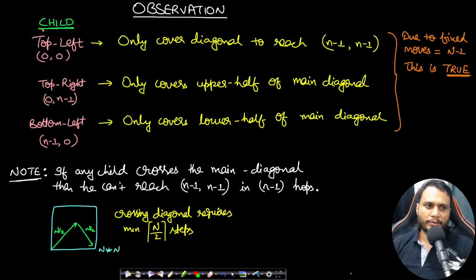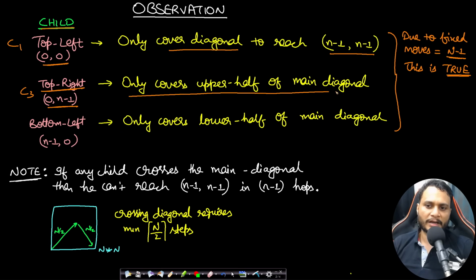Now in this case, I already told you that we have 3 children. On the top left, you have a child at 0,0. This will only cover the diagonal to reach n minus 1, because exactly n minus 1 moves are allowed. The top right, which was our child number 3, starts at 0, n minus 1. So this only covers the upper half of the main diagonal, and the child C2 on the bottom left will only cover the lower half of the main diagonal. Because we have exactly n minus 1 moves, and I have already explained the reasoning behind it.